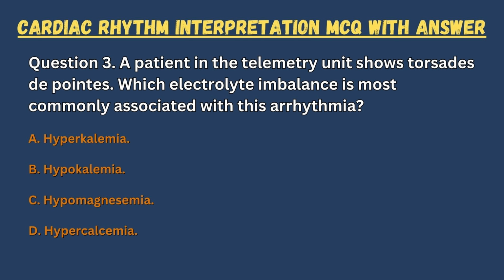Question 3. A patient in the telemetry unit shows torsades de pointes. Which electrolyte imbalance is most commonly associated with this arrhythmia? A. Hyperkalemia. B. Hypokalemia. C. Hypomagnesemia. D. Hypercalcemia.